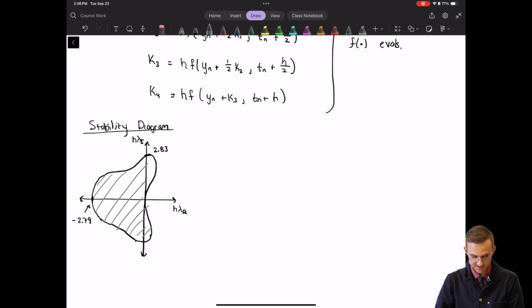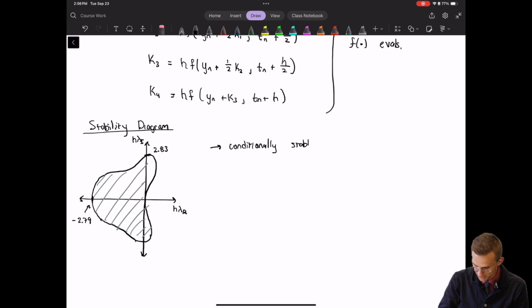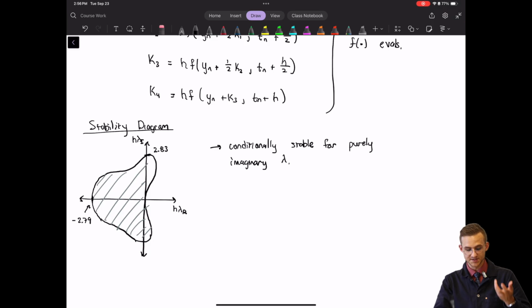So an important thing is that you have an explicit method here, but it is conditionally stable for purely imaginary lambda. Okay, so if you have an oscillatory solution, this can still be stable. Now, how do you use these stability diagrams?